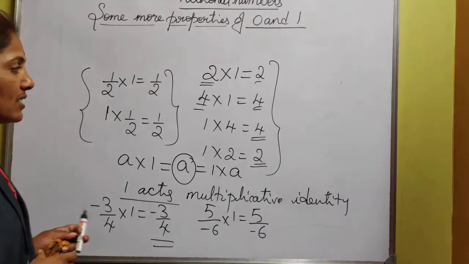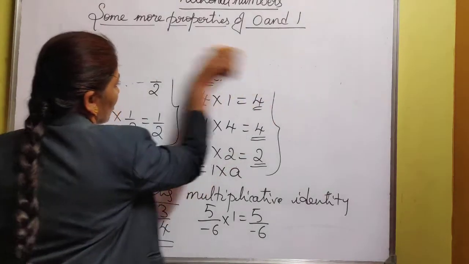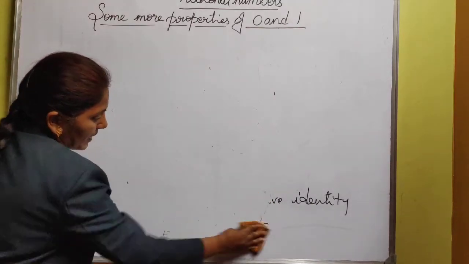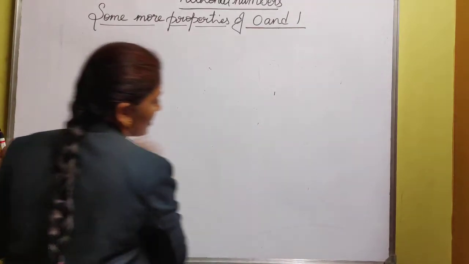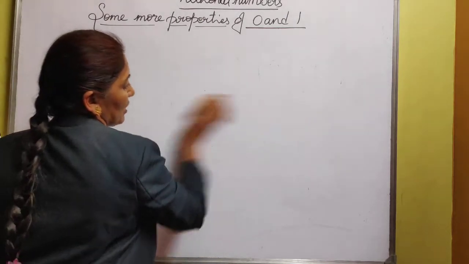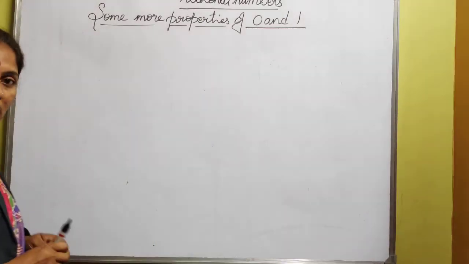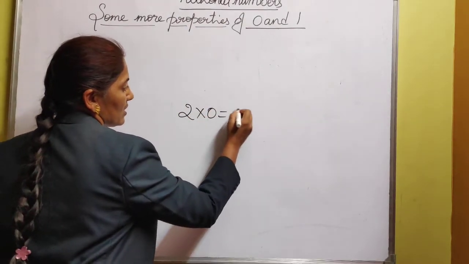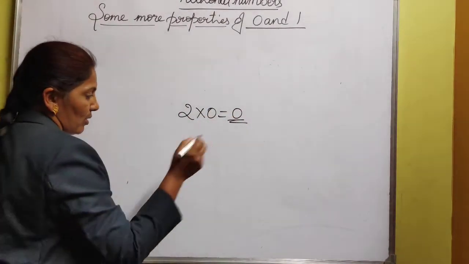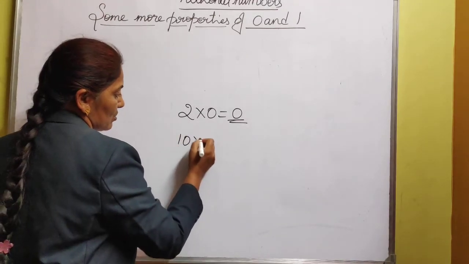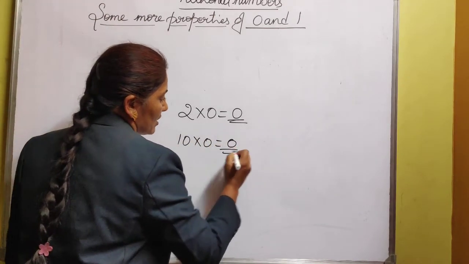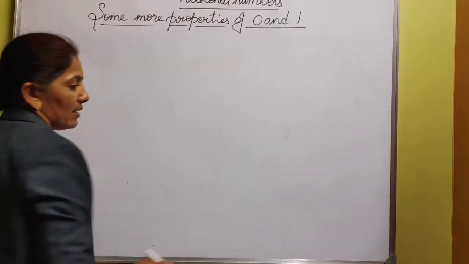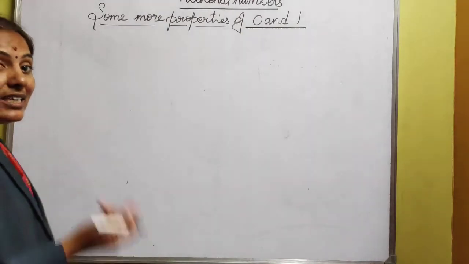Next let us see the property of 0. We can't say 0 is the multiplicative identity. Why not? If I multiply 2 by 0, what is the product we get? 0. Even in the tables, 10 into 0 is also equal to 0. So 0 is not a multiplicative identity, but we can call it an additive identity.